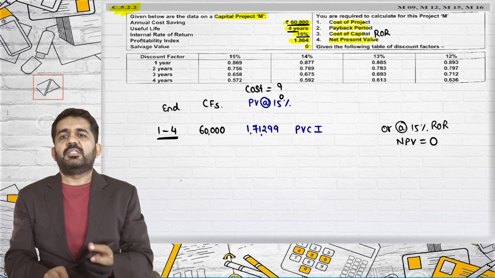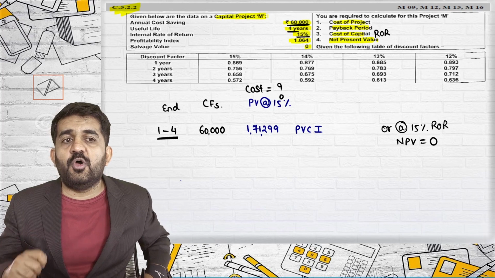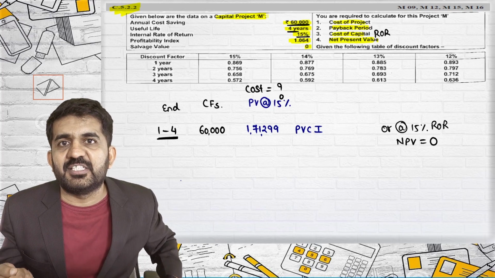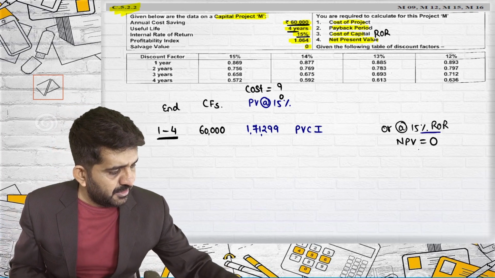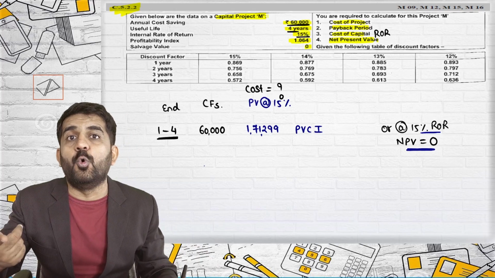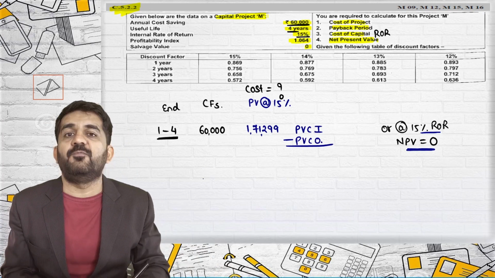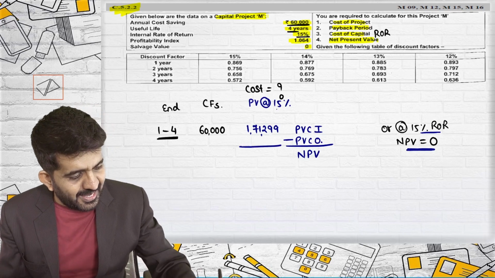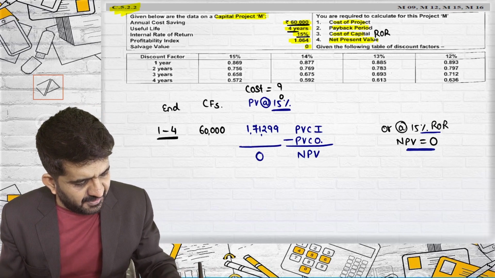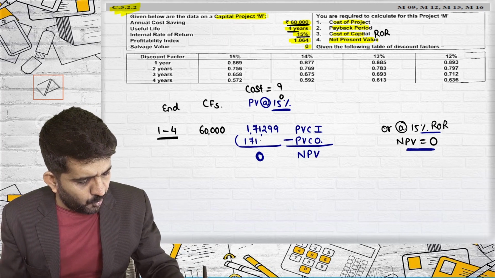171,299 is nothing but present value of cash inflow at the rate of 15%. And what we have decided, at the rate of 15%, my NPV will be 0. So how to find out NPV? Present value of cash inflow minus present value of cash outflow is NPV. At 15%, my NPV will be 0. So what will be my present value of cash outflow? 171,299.